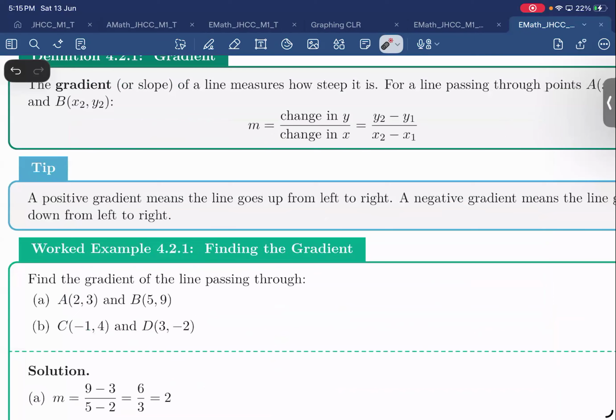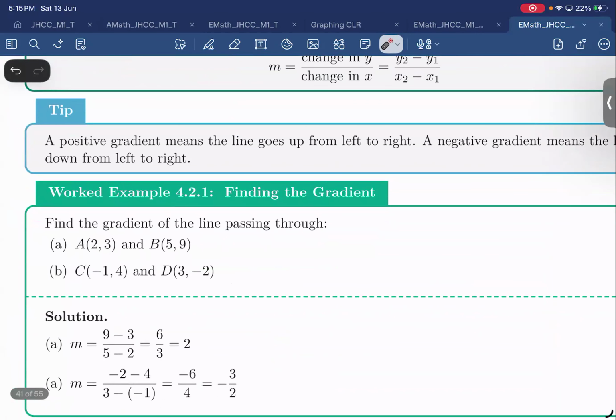You have 2 points here. Suppose this is x2, y2, and this is x1, y1. Then you have y2 minus y1, 9 minus 3, over x2 minus x1, so 5 minus 2, so 6 over 3. The answer is 2.